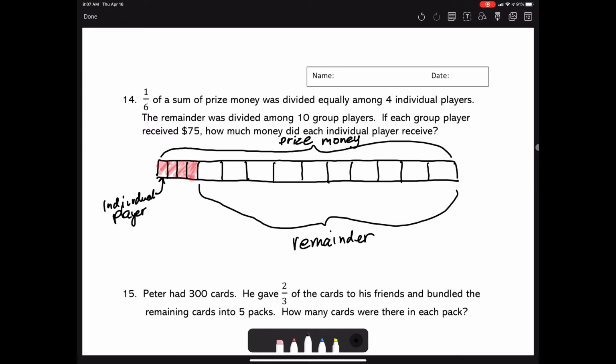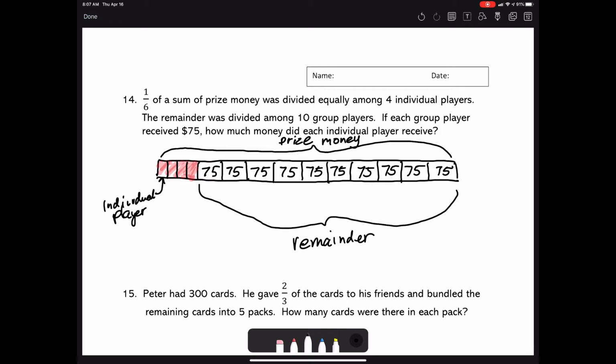So if each group player receives $75, that means here's 10 group players, and each one is going to receive $75. Then how much did each individual player receive? So now I have to figure out what would be in this little part right here for an individual player.